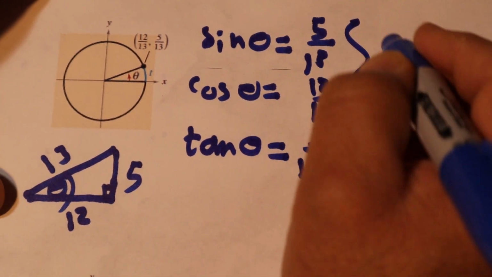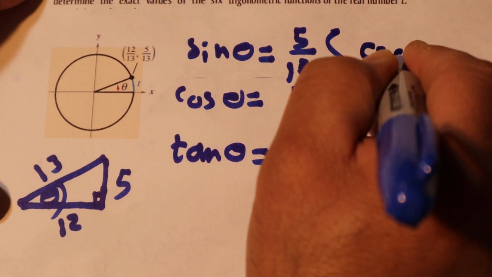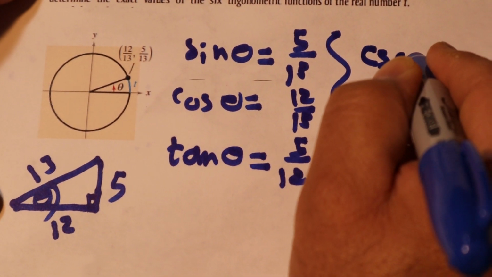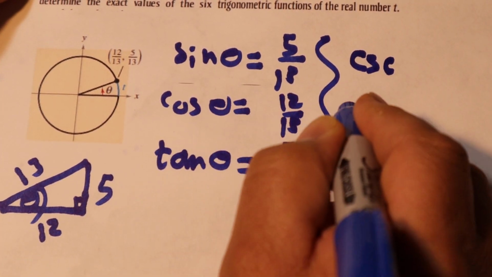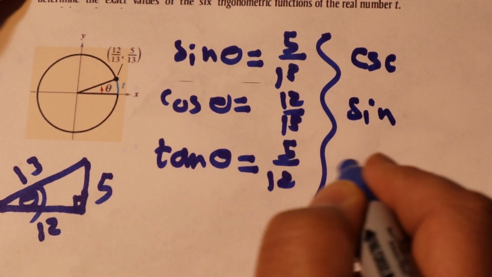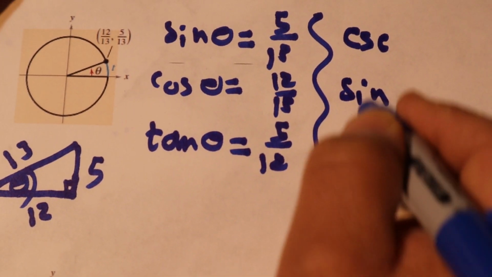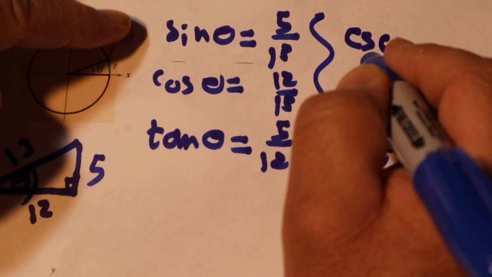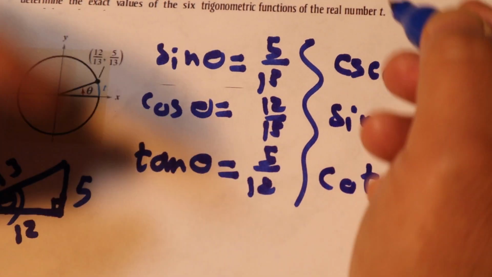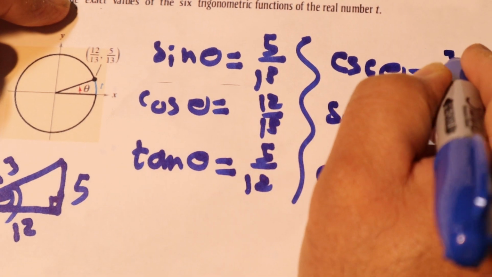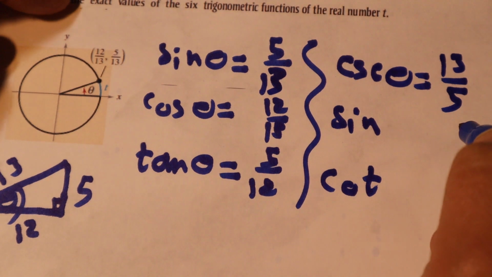And the inverse of sine is, I hear you, yes, cosecant. Sine is cosecant, cosine is secant, and inverse of tangent is cotangent. So the inverse of sine is cosecant. All you have to do is flip the ratio to be 13 over 5. This is 5 over 13. This is 13 over 5.